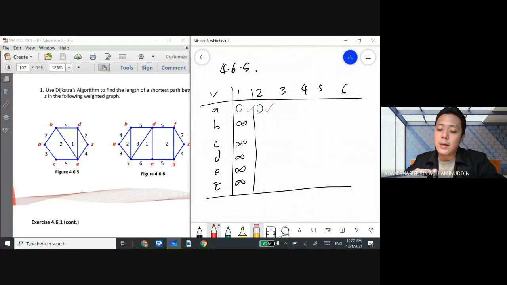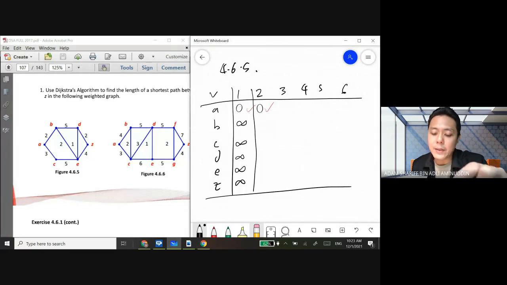Okay, now looking at the adjacent from A, we update the distance from A, 0 from A. So B ni kita tengok berapakah jarak dia daripada origin is 2A. Kita tulis 2A, for C, 3A. Okay, D, E, Z is not adjacent to A, therefore we put it still as infinite. Very simple.